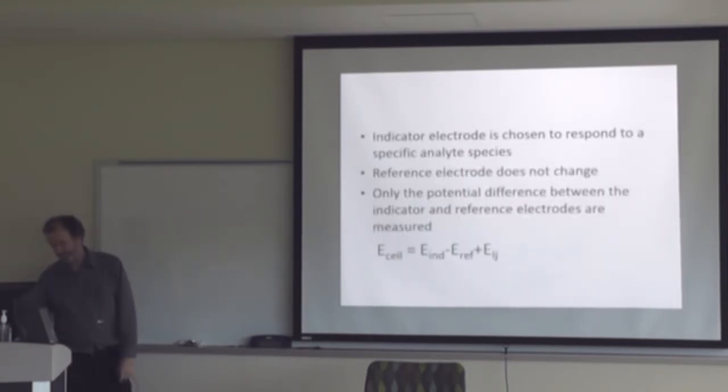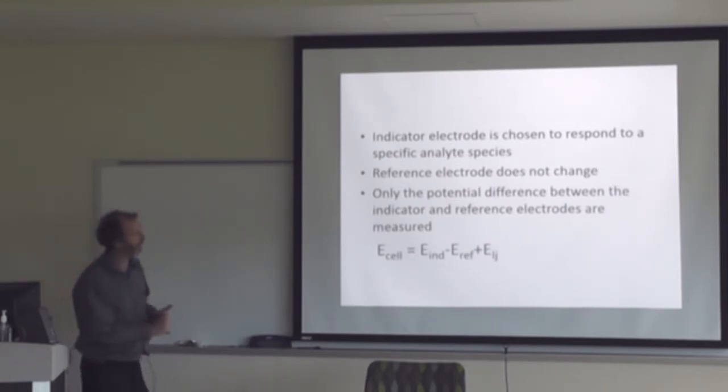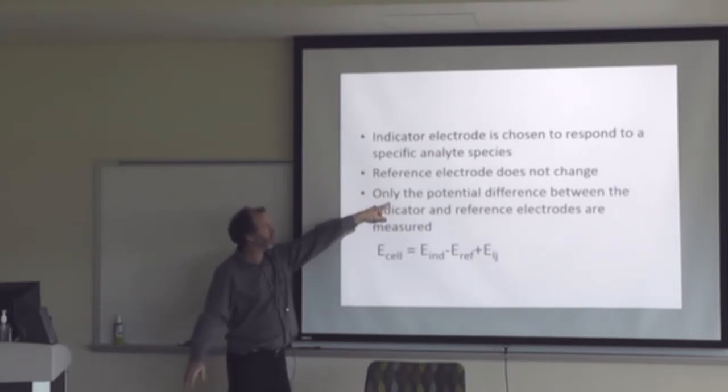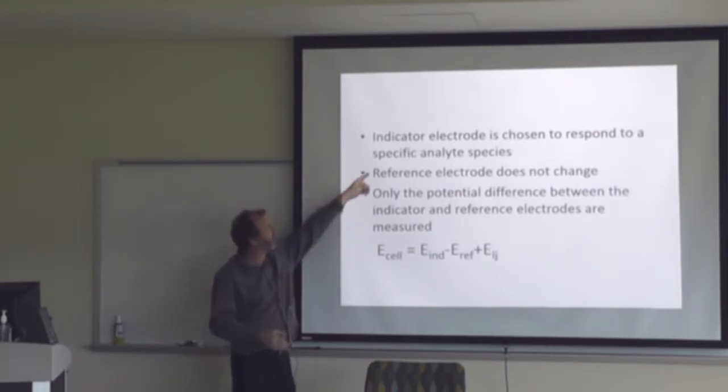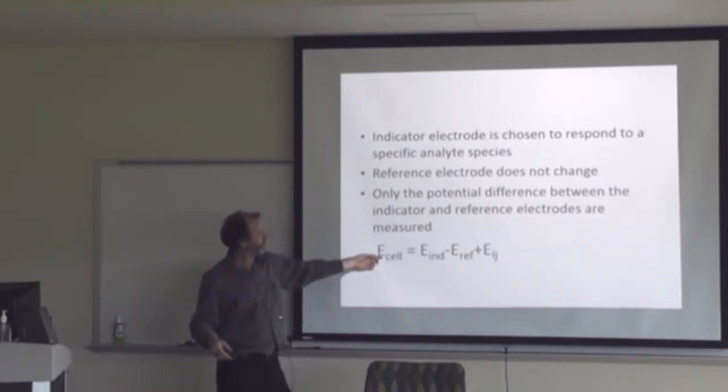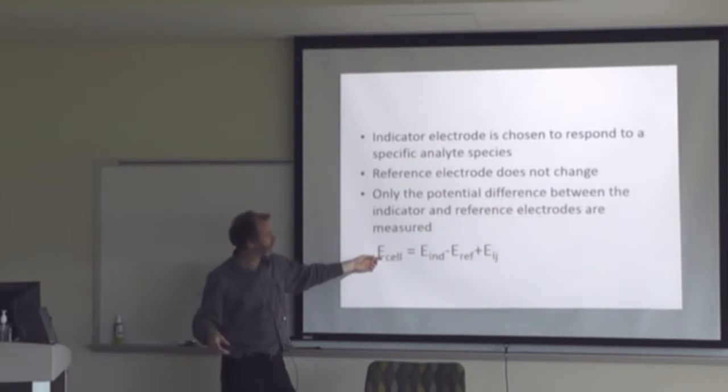So, the indicator electrode is chosen to respond to a specific analyte species. The reference electrode does not change. Again, only the potential difference between the indicator and the reference electrode is what changes, because the indicator electrode changes based on how it interacts with what's in the sample. The reference is just constant. It gives you a reference point where you can measure the electrochemical potential of the cell.